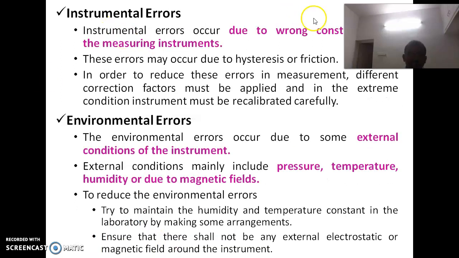Instrumental errors occur due to the wrong working of the instruments. If there is any fault in the equipment, the readings go wrong, and we can correct the equipment. For example, due to hysteresis or friction, this type of error will occur. In order to reduce these errors, different correction factors must be applied and the instrument must be recalibrated carefully.